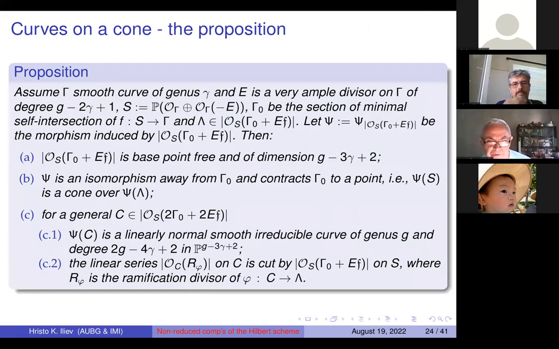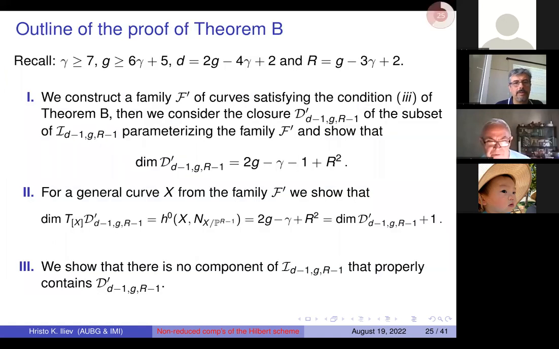Now, I have this result about curves and cones that I'm going to skip because I don't have that much time, although it's important, sort of. And we now go to the outline of the proof of Theorem B. I said that I'm going to construct them algebraically. And then I have to proceed further to show that the family, in fact, gives rise to a non-reduced component. So each such proof has these two parts.